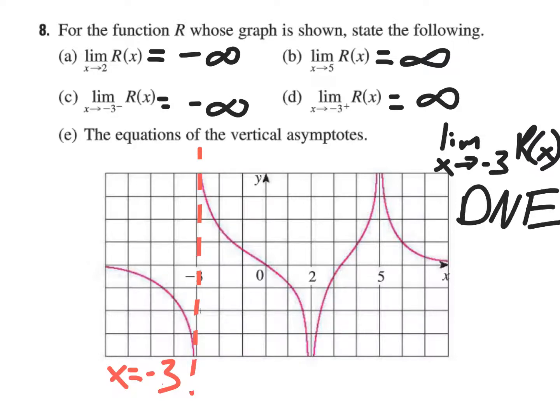And then there's a vertical asymptote here at 2. That would be x equals 2. And then we also have a vertical asymptote over here at 5. That would be at x equals 5.